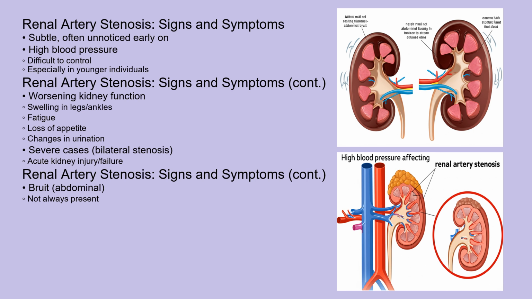In severe cases, particularly with bilateral stenosis, meaning stenosis in both renal arteries, patients might experience acute kidney injury or even kidney failure. Sometimes a bruit, an abnormal sound, can be heard over the abdomen during a physical exam, although this finding is not always present.